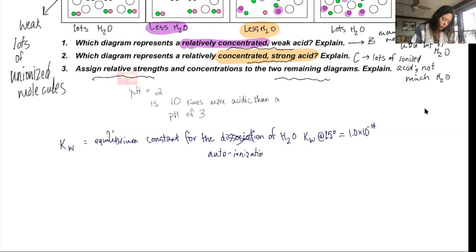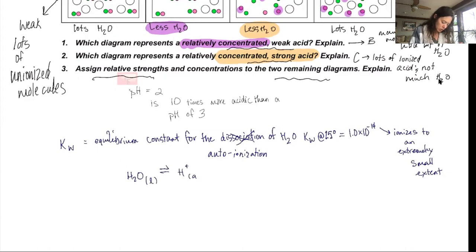Okay, water is molecular, but it behaves in ionic ways as well, right? So it will itself ionize. What does that look like? To an extremely small extent, to the negative 14th. That's a very, very small number. But what that tells us is that liquid water itself ionizes to a small extent.